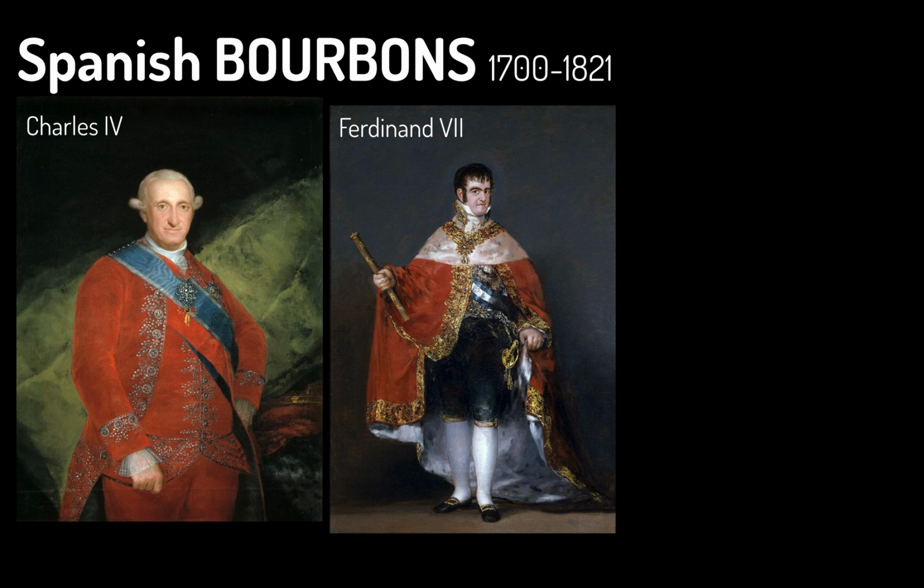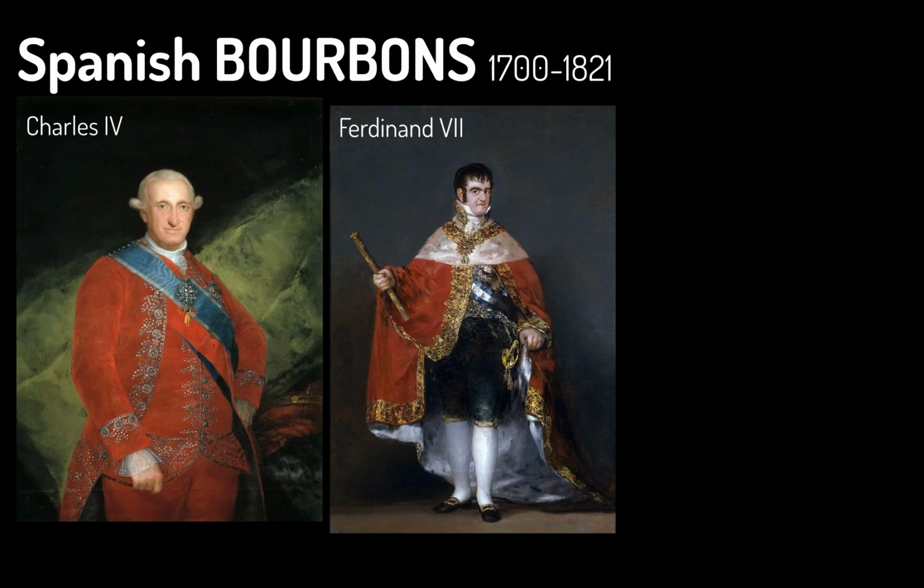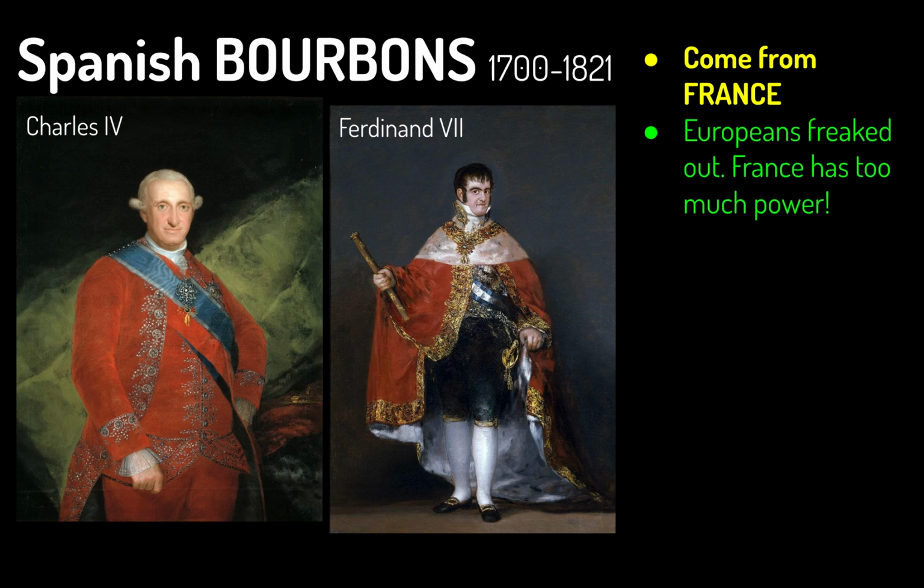But in 1700, after the Habsburgs die out, there's something called the War of Spanish Succession. Pretty much there's lots of different royal lines in Europe that fight for the right to the Spanish throne. And ultimately it's the Bourbons, who were actually a French line, that come into power around the year 1700. They are much, much better managers.